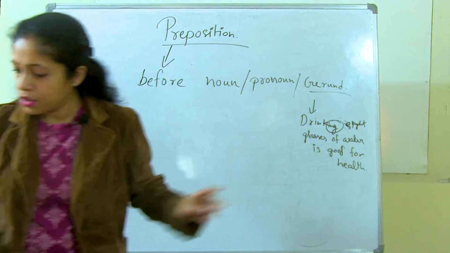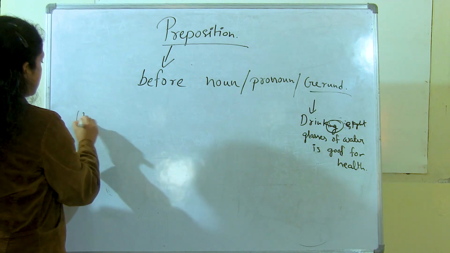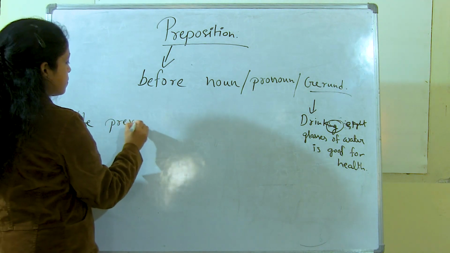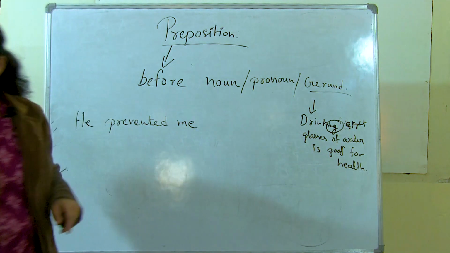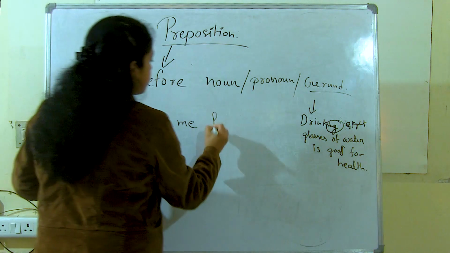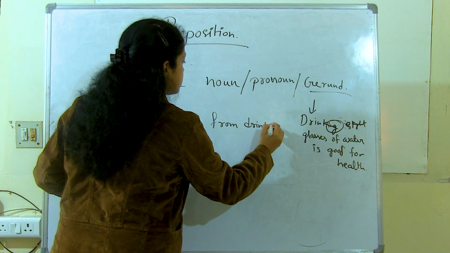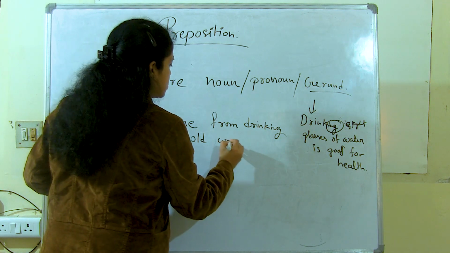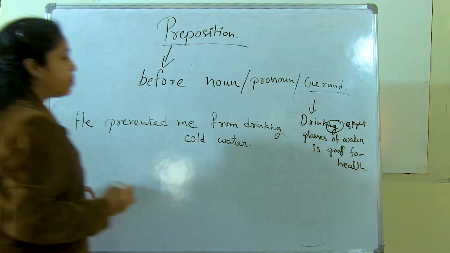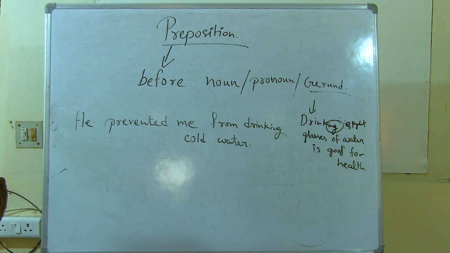Now I am giving you an example. Suppose: he prevented me from drinking cold water. Can you identify which is the preposition here? He prevented me from drinking cold water. Which one is the preposition here?